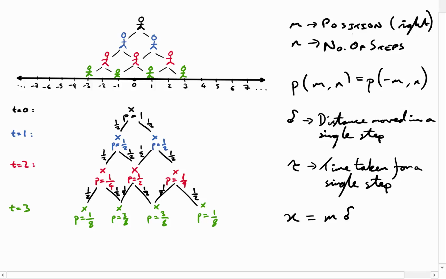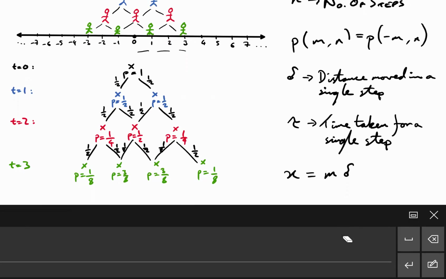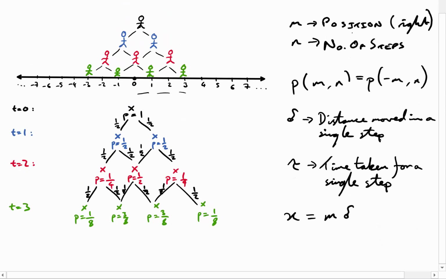It's a bit like saying I'm at position 3. If each one of these is a metre, then I've moved 3 times 1 metre. So I've taken 3 steps, each of 1 metre, and therefore I am at position 3.